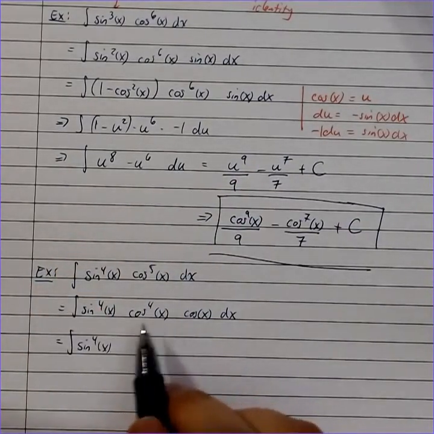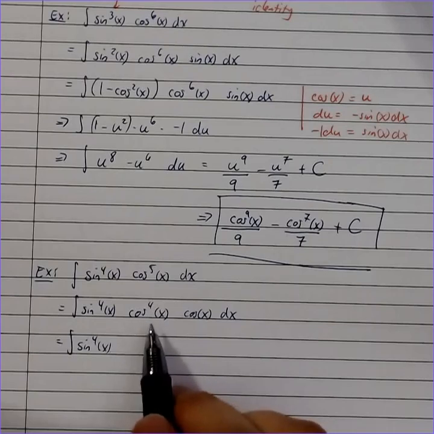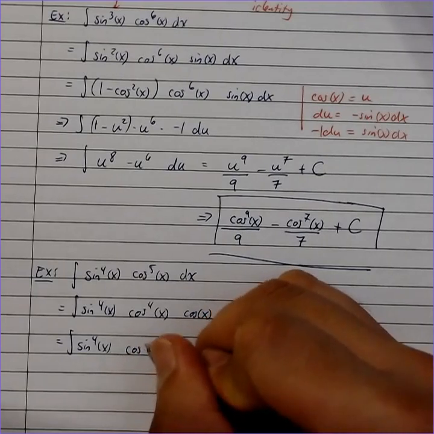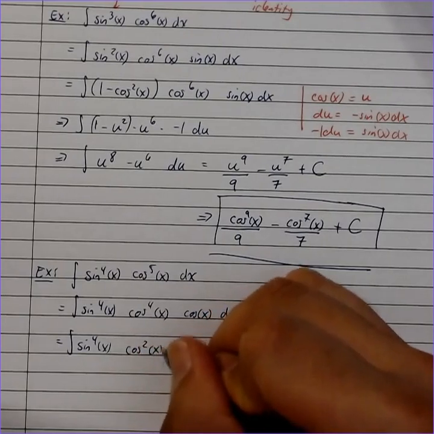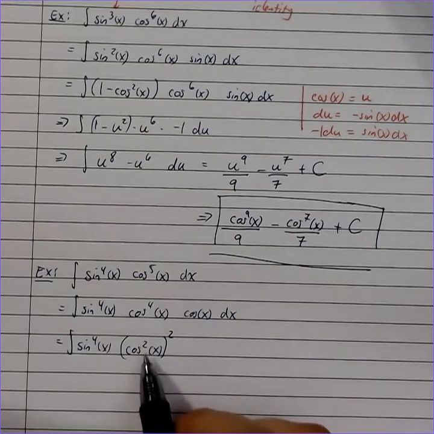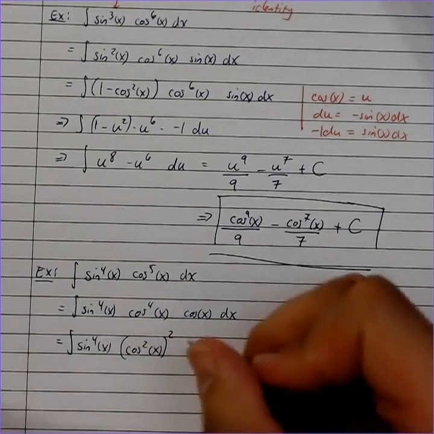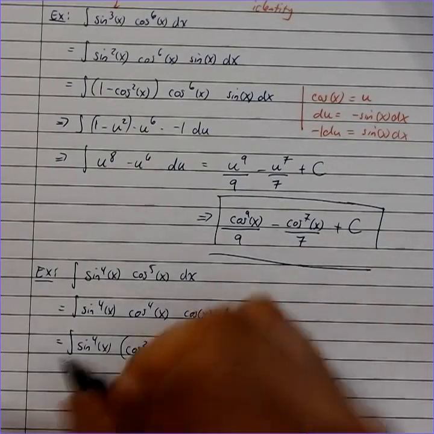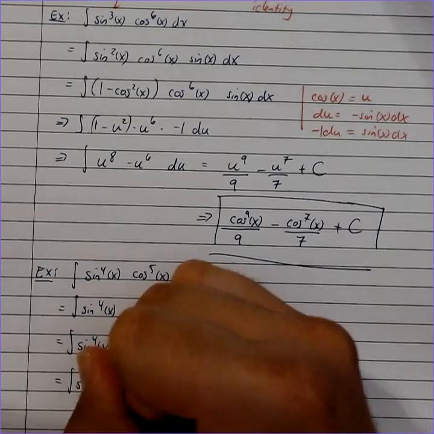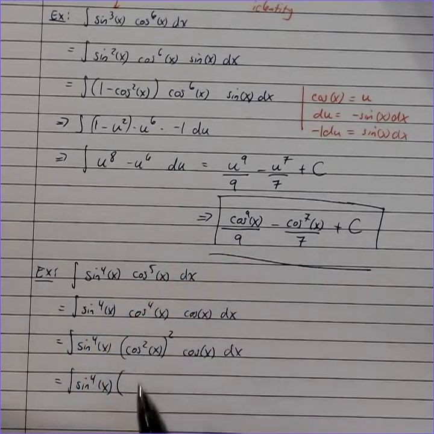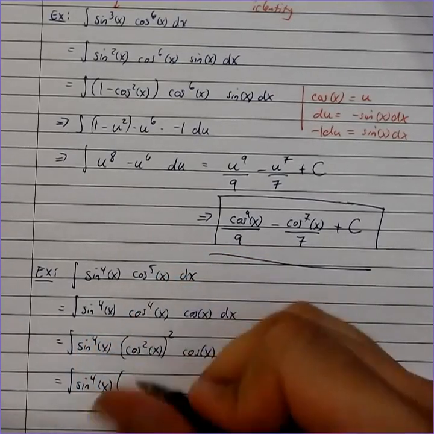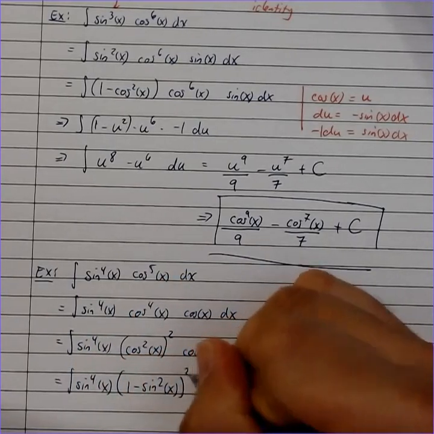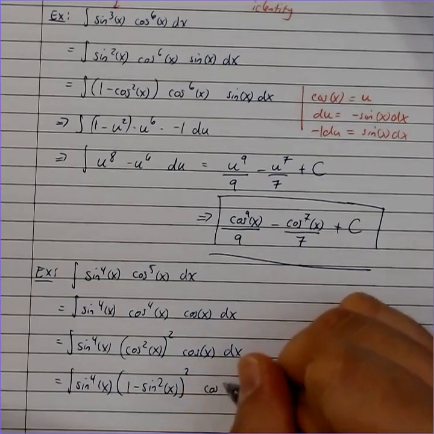The Pythagorean identity only works on the squares of sines and cosines, but since this is even, you can always write this as a square to a power. In this case, cosine squared of x, quantity squared. If you square a square, you get a fourth power. But now the Pythagorean identity works right in there. We can write this as the integral of sine to the fourth of x times, instead of cosine squared of x, we'll write 1 minus sine squared of x, quantity squared, cosine of x dx.